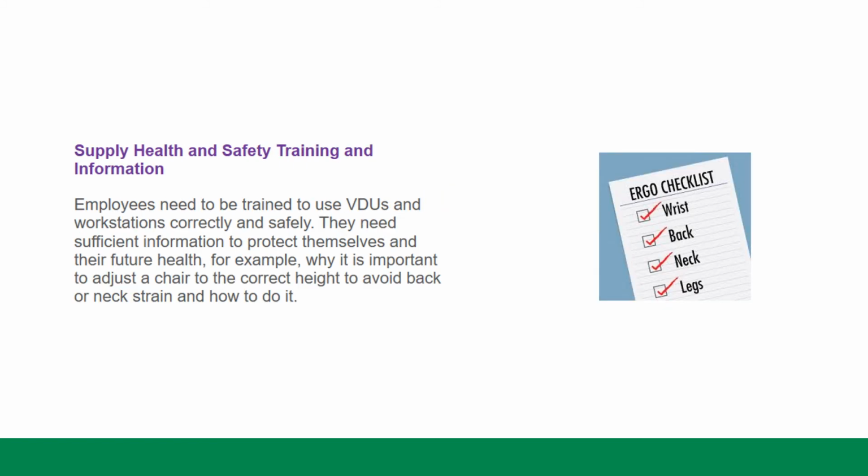Supply health and safety training and information. Employees need to be trained to use VDUs and workstations correctly and safely. They need sufficient information to protect themselves and their future health. For example, why it is important to adjust a chair to the correct height to avoid back or neck strain and how to do it.